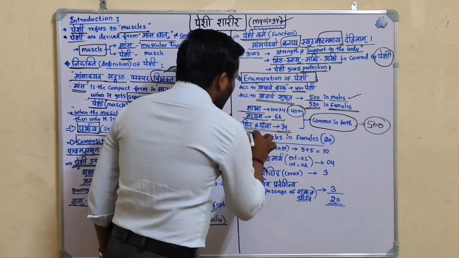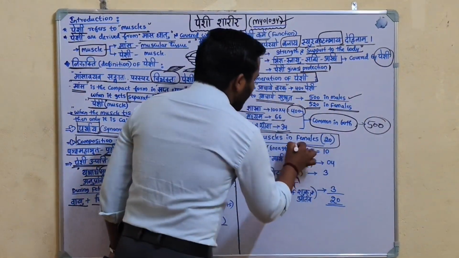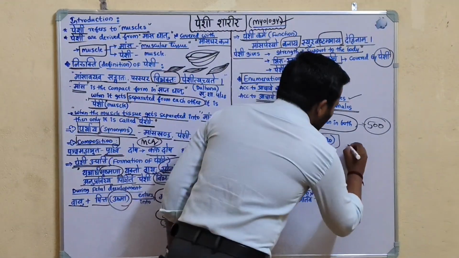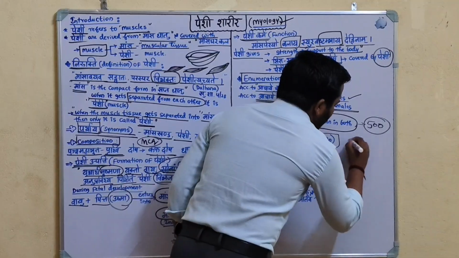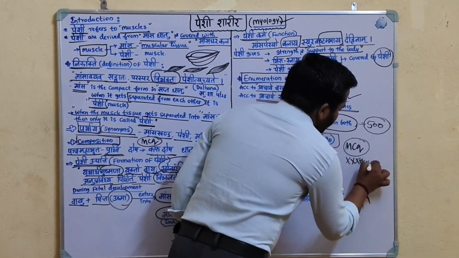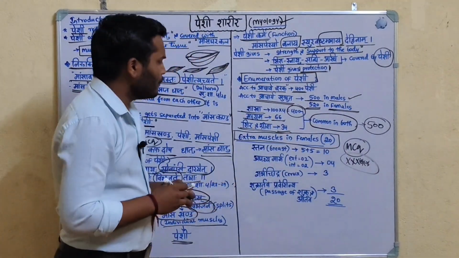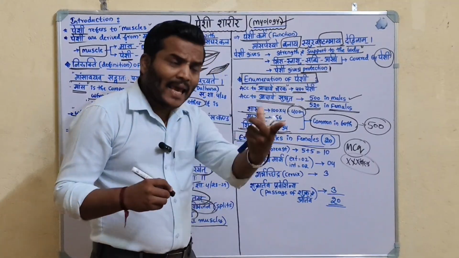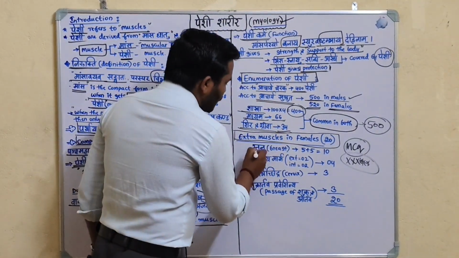Now we see the extra muscles present in females. This is very important for MCQ, okay, very important. 5 star पक्का आएगा, MCQ question. Okay, 20 extra muscles present in women, they are stana.